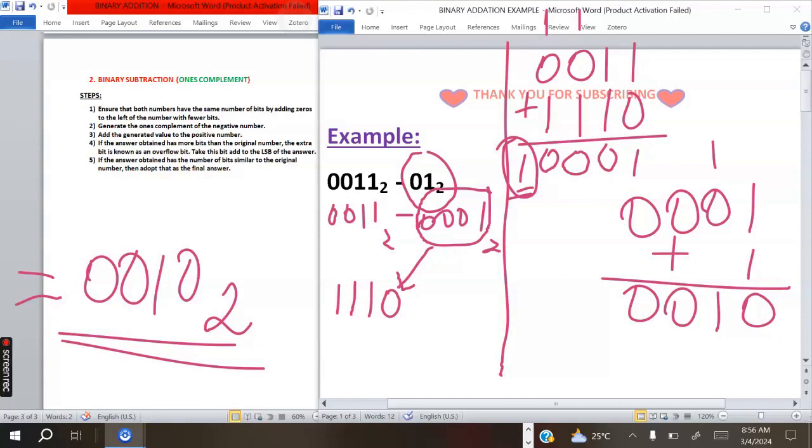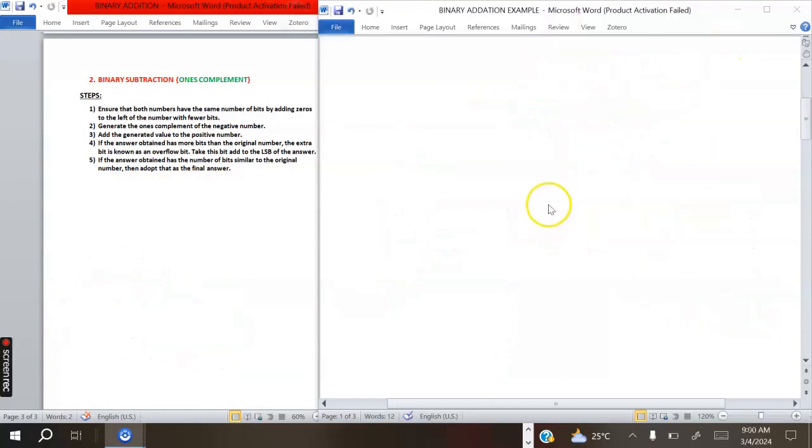So as long as you are able to follow the steps from step 1 all the way to the last step, you will find that the answer will be correct. You will also come across another scenario whereby the answer obtained will have similar bits as the original number. Therefore, the answer that you get will be the final answer. Okay, let's move to another scenario for practice purposes.